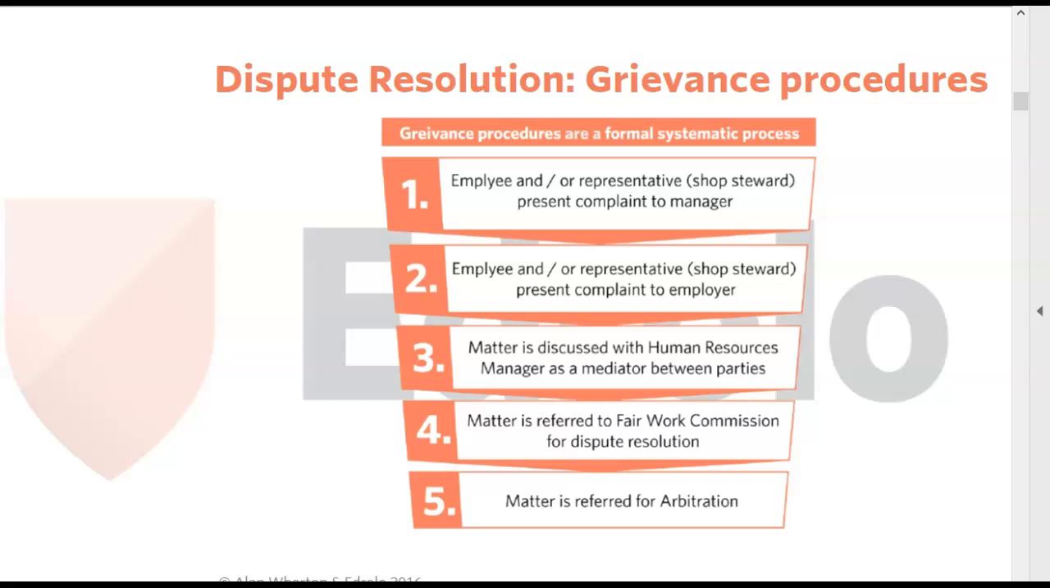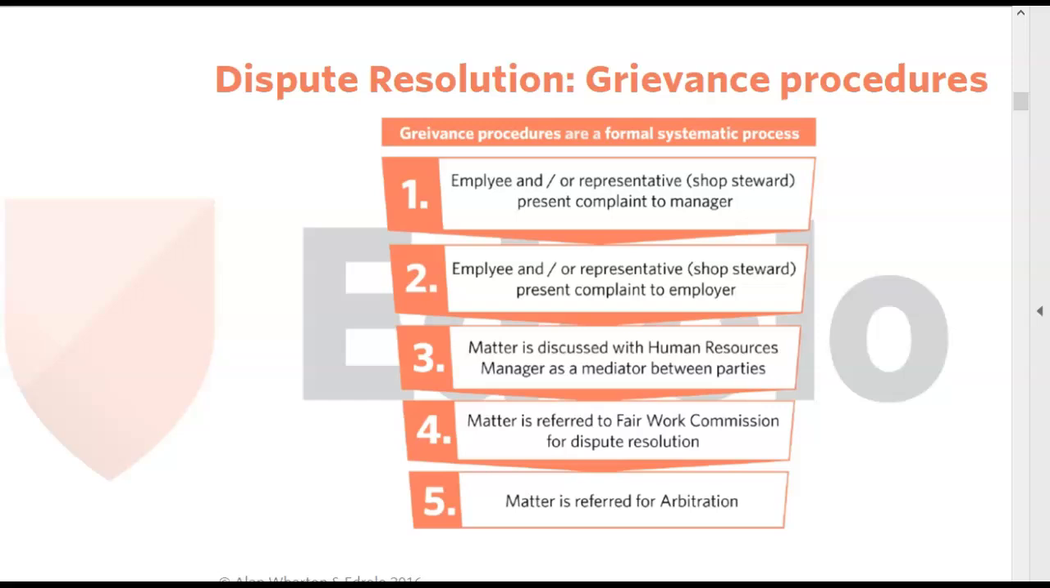There may be different steps, but this pretty much is the formal way of handling grievance procedures and moving towards dispute resolution. So number one, the employee and or representative, they say shop steward here, which is the union representative, present a complaint to the manager, which could be the human resources manager. At step two, the employee and or the representative present the complaint to the employer. They do that if the human resource manager or the direct manager involved was unsuccessful in handling or resolving the complaint, so it moves to step two.